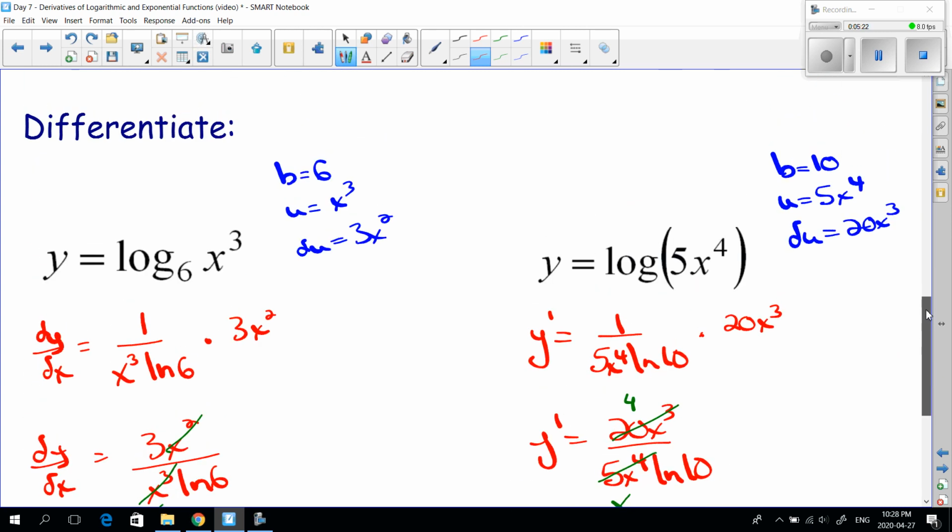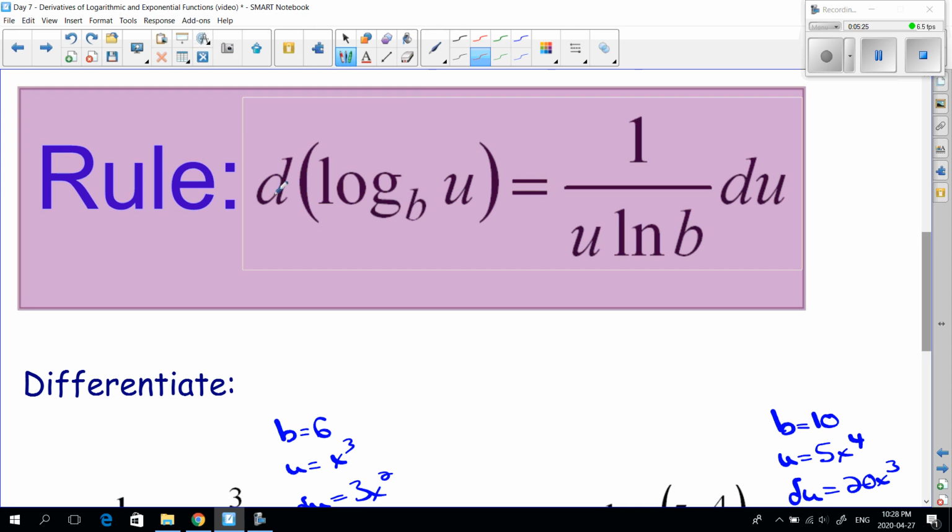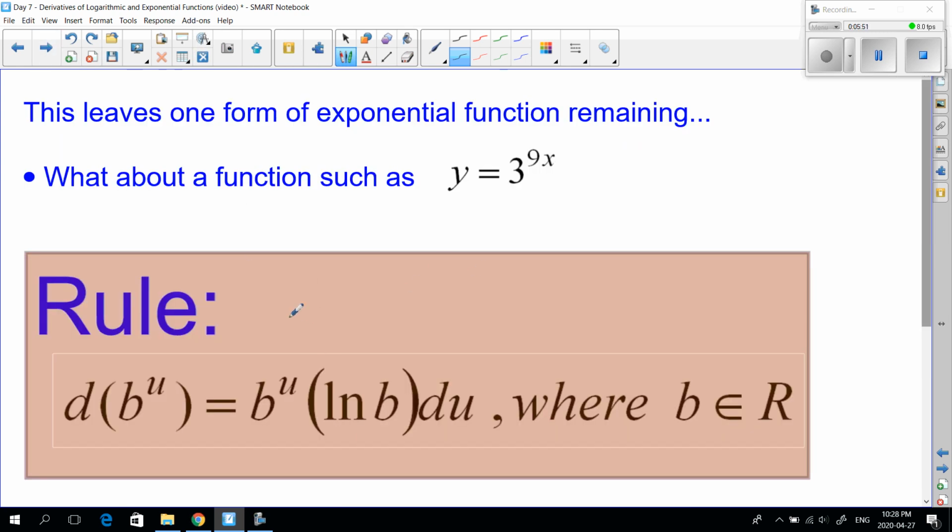So this rule is for logarithmic functions that have a base that is not e. It doesn't matter what the base is as long as it's not an ln function. So remember, the derivative of a natural logarithmic function is just 1 over u times du. Now we've got to look at exponential functions. We already know the derivative of e to the u is equal to e to the u times du. Well, what if the base is something other than e?